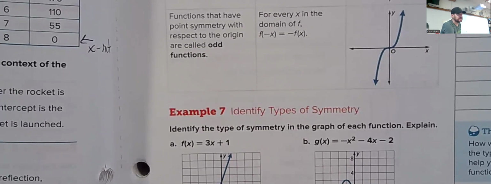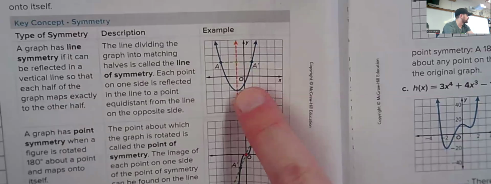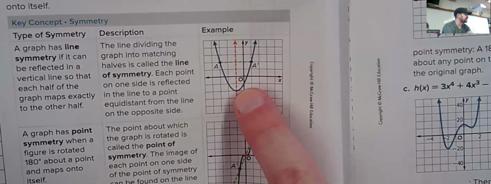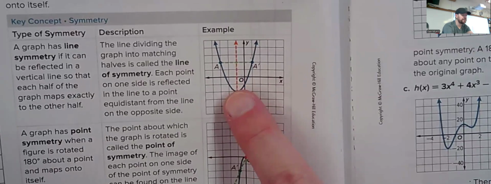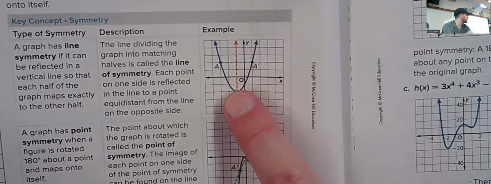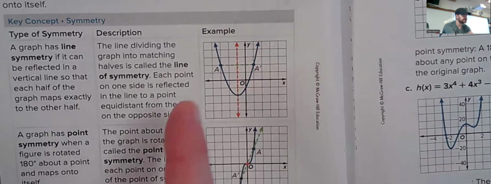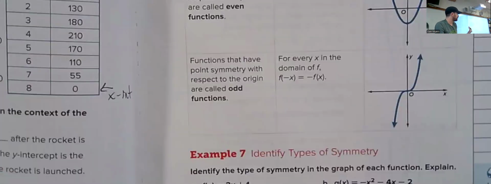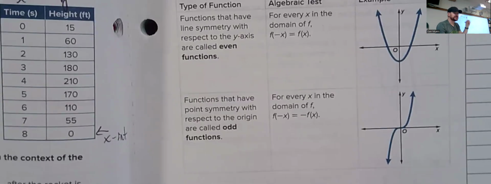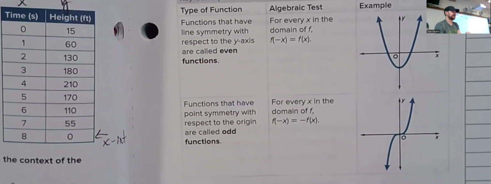Now, first of all, this is not an even function. I just want to make that clear. It is not an even function. I was using this as an example, but this is not an even function because it does not have line symmetry with respect to the y-axis. It has line symmetry with respect to this red line. So I was giving you a little bit of an example about what that looks like. In order for something to truly be an even function, though, it must have line symmetry specifically with the y-axis. It can't just have line symmetry. It's got to be specifically on that.